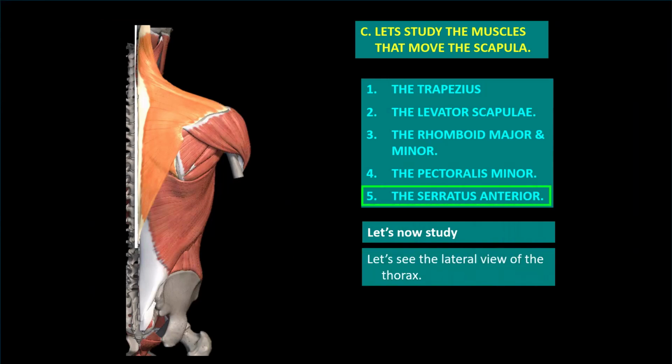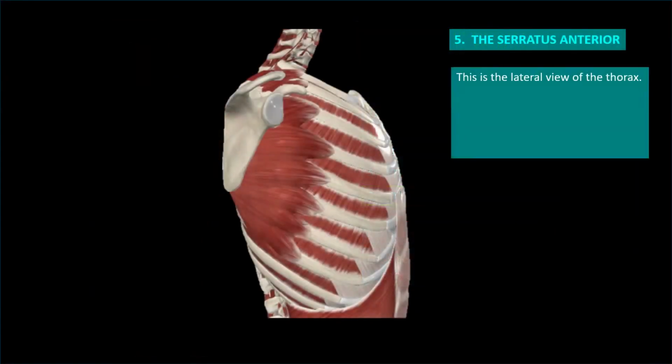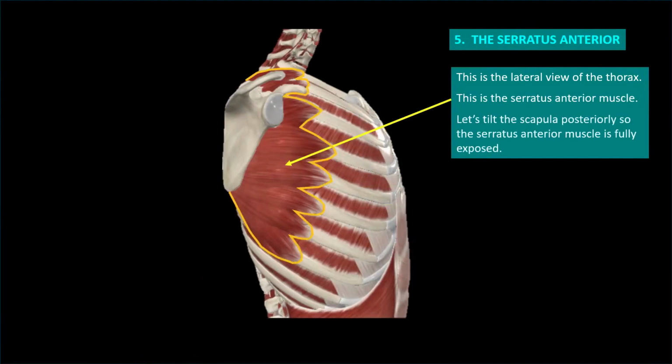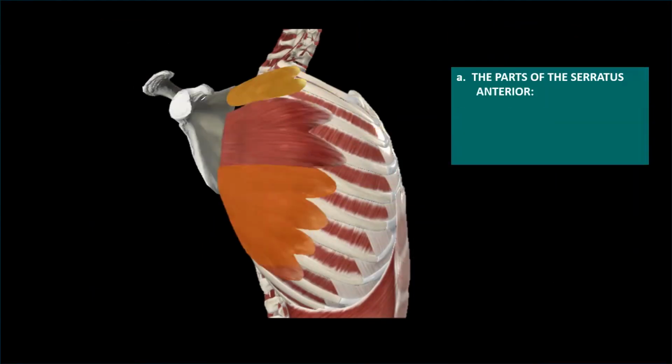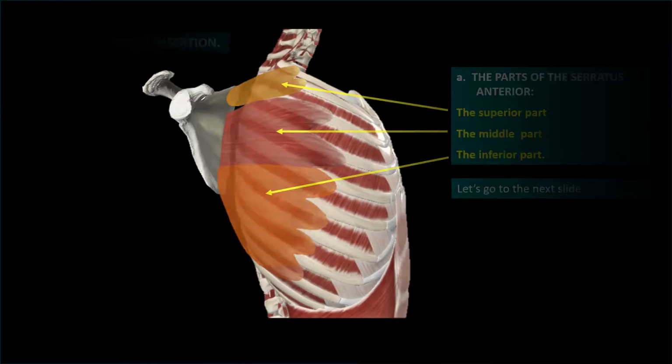Let's see the lateral view of the thorax. This is the lateral view of the thorax. This is the serratus anterior. Let's tilt the scapula posteriorly so that the serratus anterior muscle is fully exposed. A. Parts of the serratus anterior: the superior part, the middle part, and the inferior part. Let's go to the next slide.